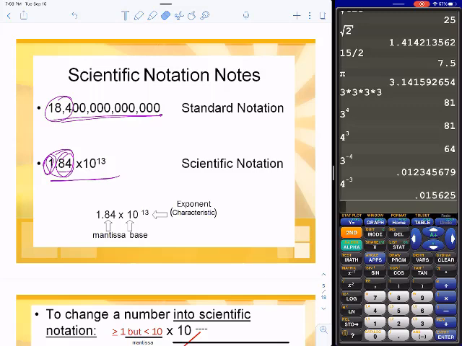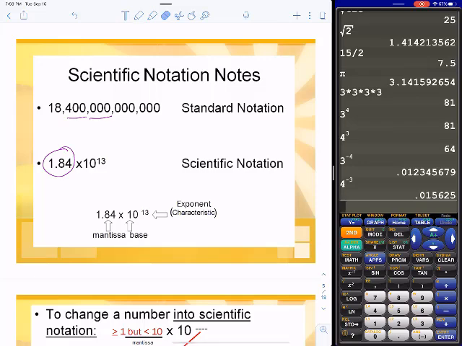So this one number, let's see, what is this? Ones, tens, hundreds, thousands, millions, billions, trillions. So this number right here is 18,400,000,000,000,000,000. Well, this says the same thing. So I'm hoping what you saw is that, like we said, the 184 is the same number as this one. But where did this times 10 to the 13th come from?